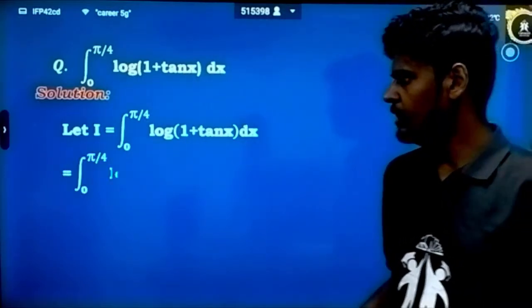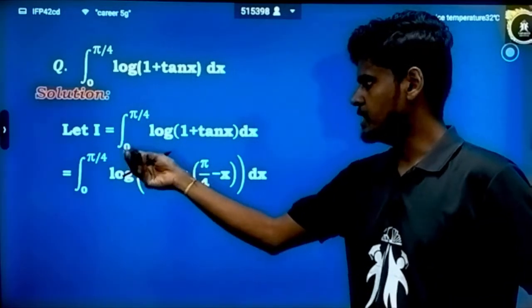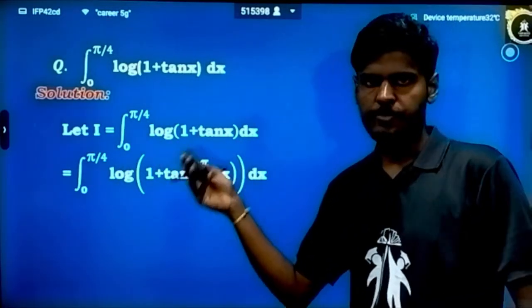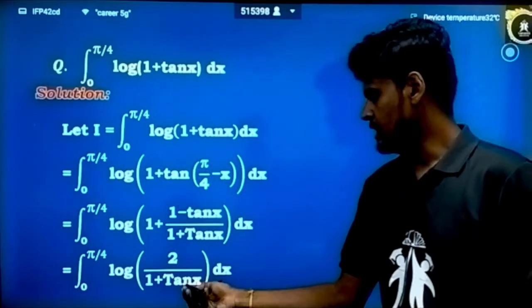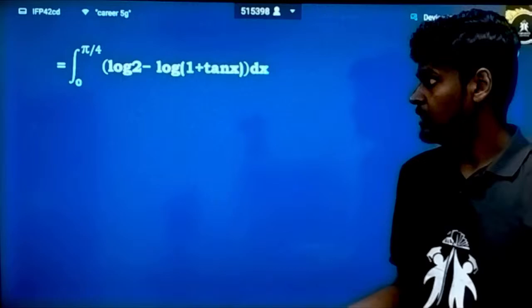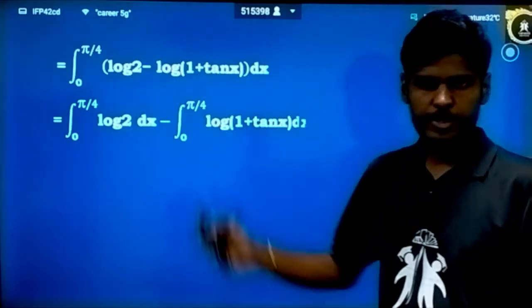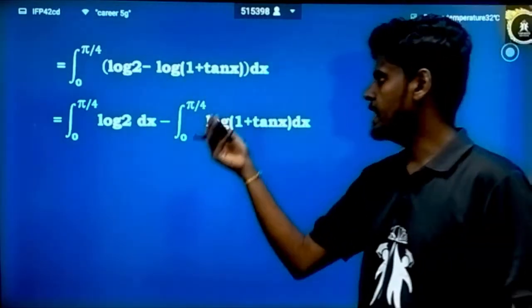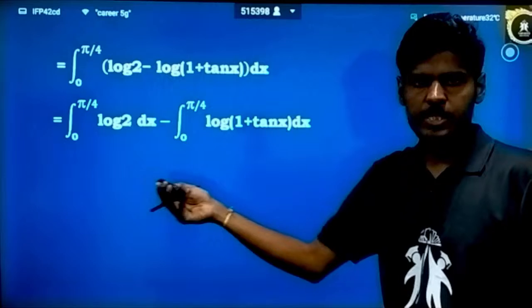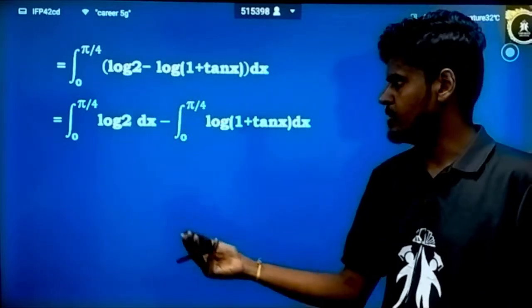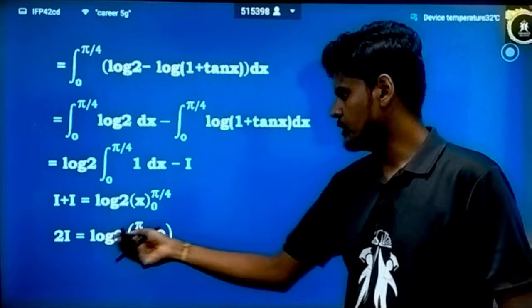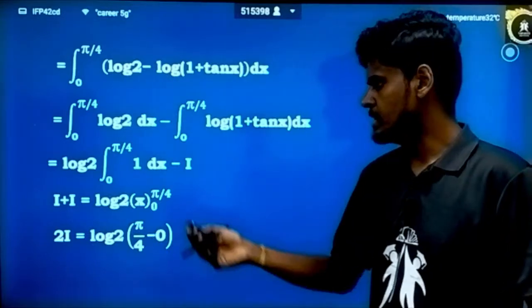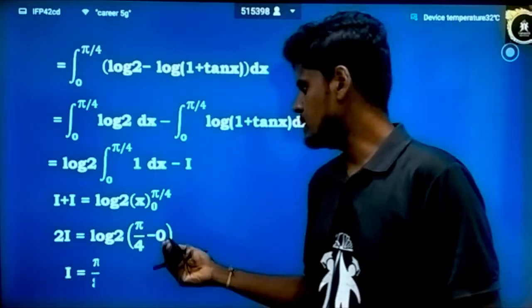solution. What we are going to do? First, replace f of x as f of a minus x within the integral and simplify this. That is log 2 minus of log 1 plus tan x. This is again I. So we have 2i is equal to log 2 integral 0 to pi by 4 dx. That is nothing but 2i is equal to log 2 into pi by 4. That means I is equal to pi by 8 log 2.